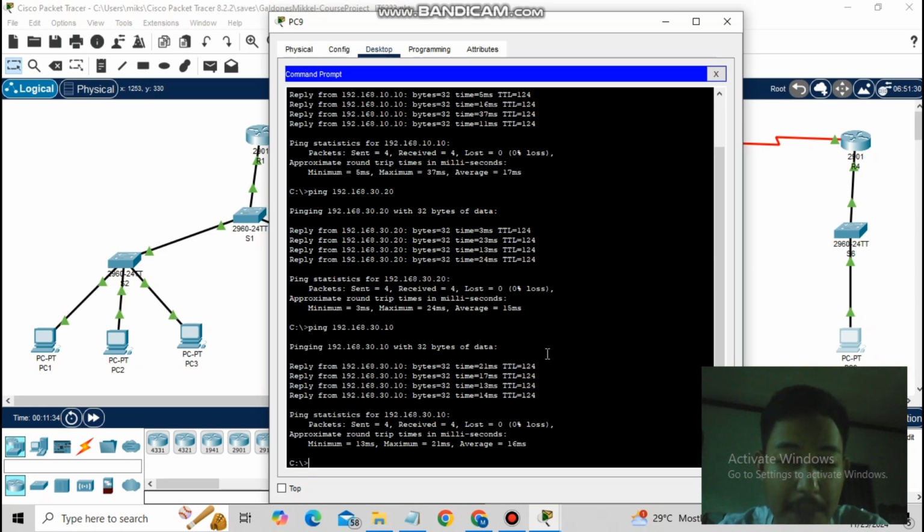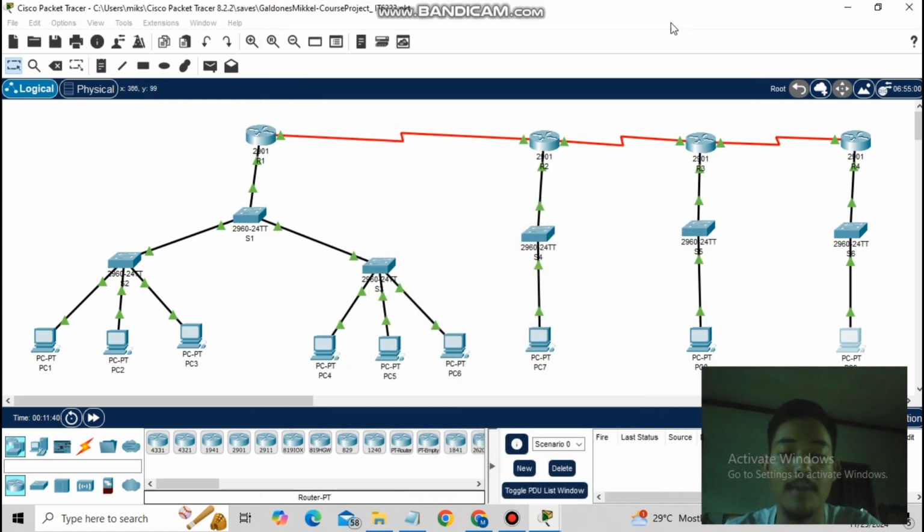I believe this would be the same result for all the other PCs that are connected to the network assigned to router 1, deeming this network topology that I have configured for my course project a success, a very satisfying success, since this actually took me quite some time to make.